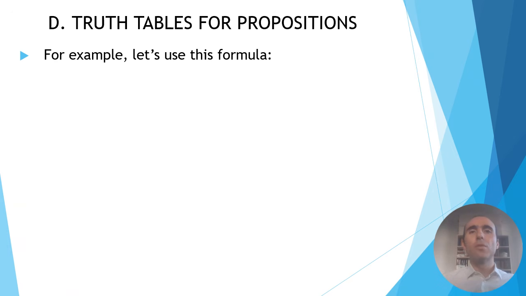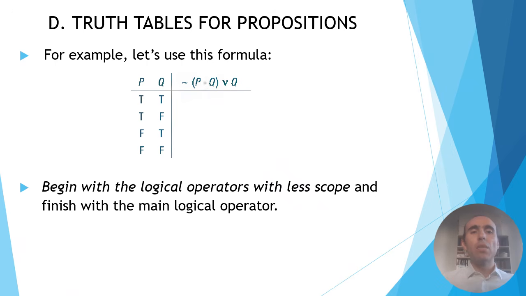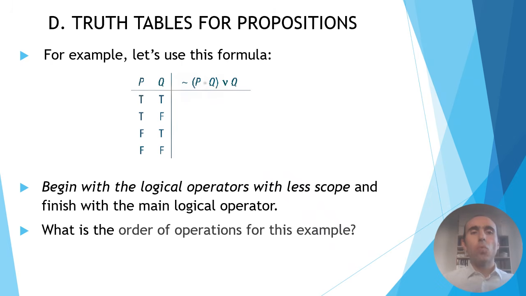For example, let's use this formula. This is the truth table for the following proposition: tilde, parenthesis P dot Q, end of parenthesis, wedge Q. Begin with the logical operators with less scope and finish with the main logical operator. What is the order of operations for this example? Analyze this formula.